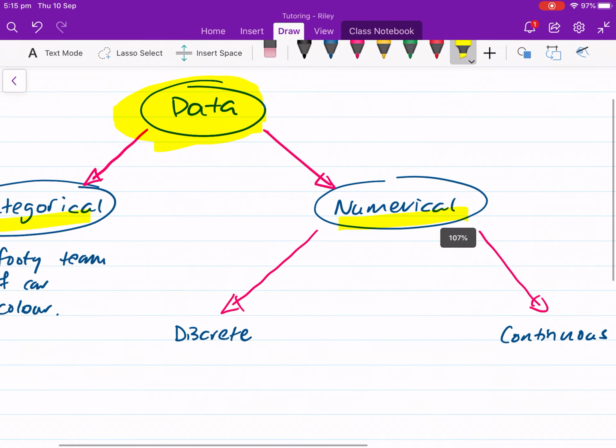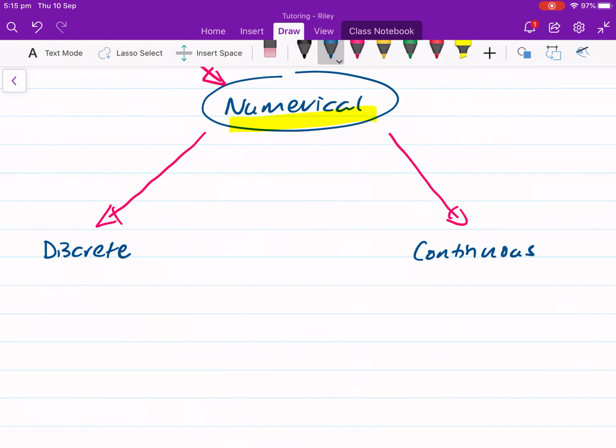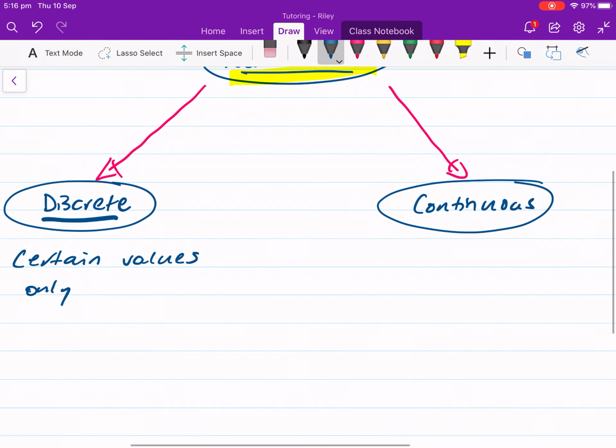Now, within numerical data, we've got two further classifications. The first one here is discrete data, and the other one is continuous. If I'm collecting data that is numerical and discrete, this one here can take on certain values only. Such as, let's go, number of kids in a family. You either got one kid or two kids or three kids. You can't have 3.25 kids. So it must take on certain values.